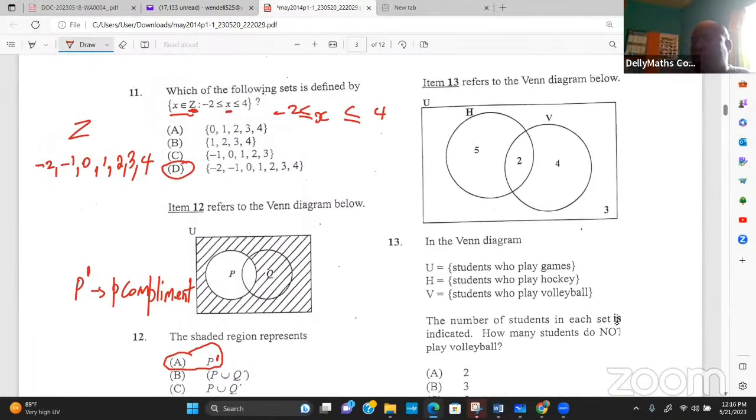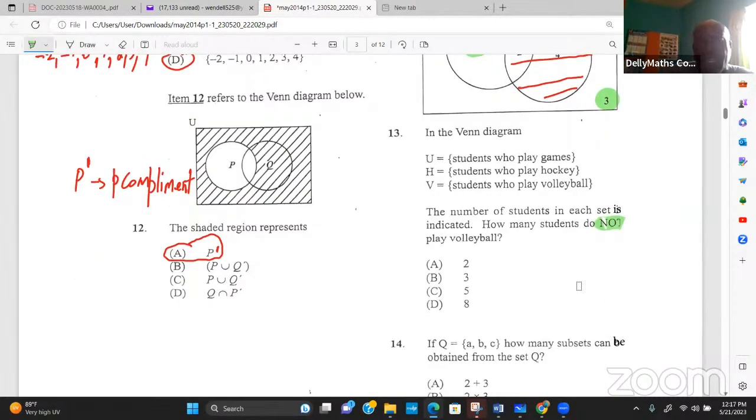So we're talking about those outside of volleyball. You want to look at this and pick all the numbers outside of this red that I'm marking. When you look outside of that, you're only seeing 2 numbers out there, 5 and 3. So the focus is do not play volleyball. Everything outside of volleyball. 5 plus 3 would definitely give us 8.